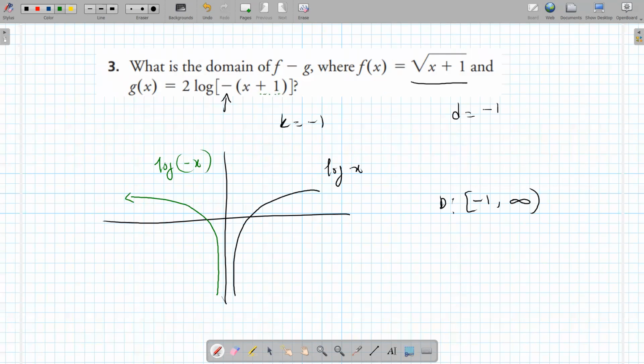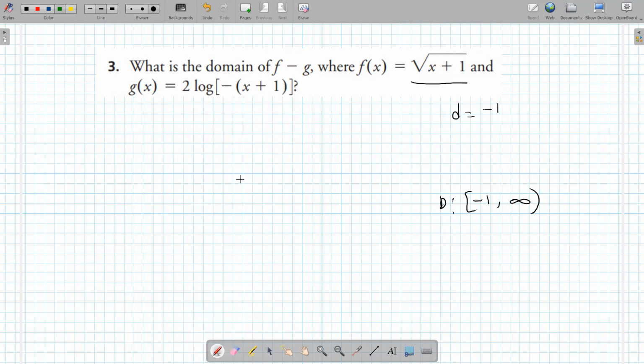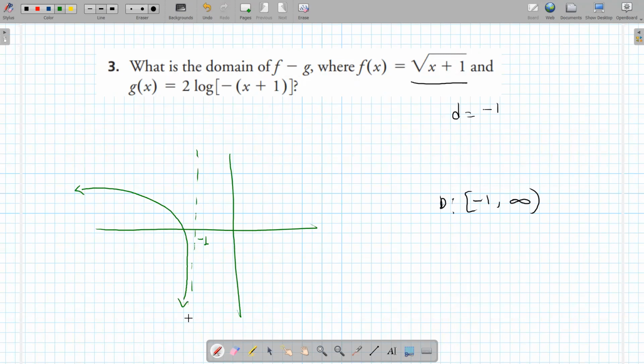You see this plus 1? Is it going to take it left or right? It's going to take it left. That's right. So at negative 1, okay, the final sketch, there's going to be a vertical asymptote at negative 1 like this. This is at negative 1, and our function is only going to exist over here. Look at the graph. What's the domain? X is greater than negative 1. Greater or smaller? Smaller. So the domain here is negative infinity to negative 1. And it cannot be negative 1 because there's an asymptote.